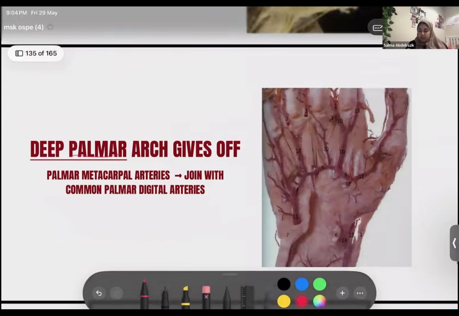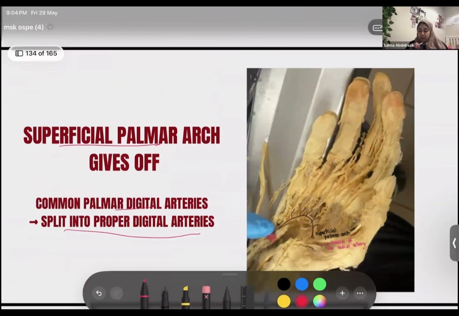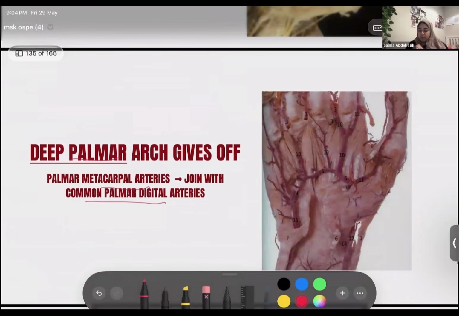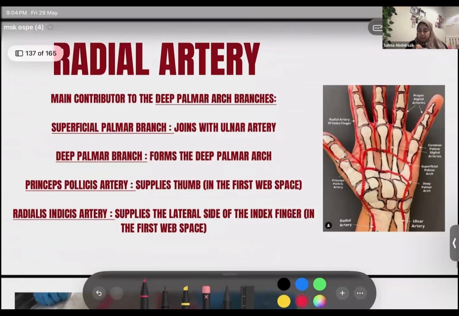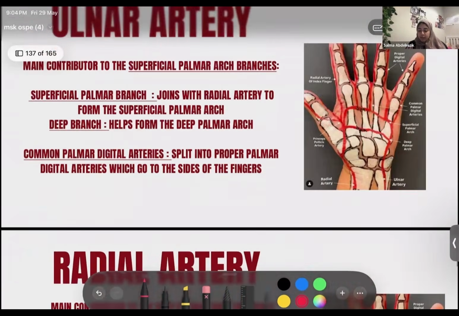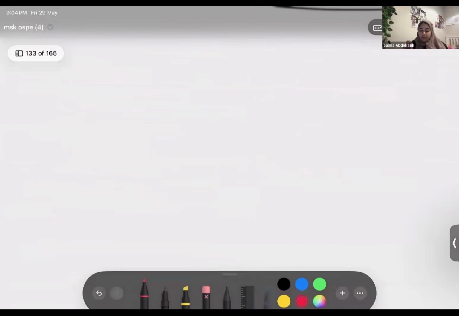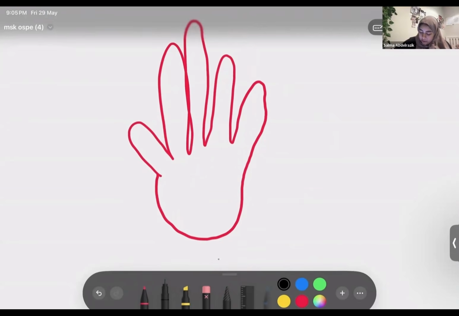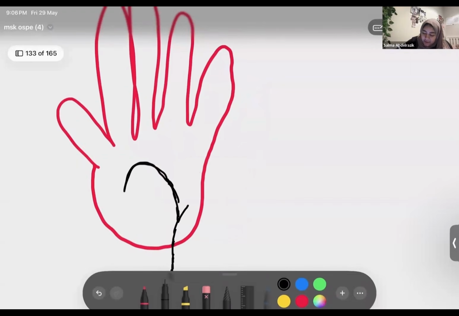And look at this. This has the common palmar digital split into proper digital. This has the palmar metacarpal joined with the common palmar digital, right? I'm going to respectfully ignore everything and just come here. I'll draw you something. Imagine you have a hand right now. First of all, the ulnar artery comes. You're going to have that deep branch over here, and then you have the superficial branch. The superficial branch will make something called an arch, and we'll stop there. And then it will give some branches off.